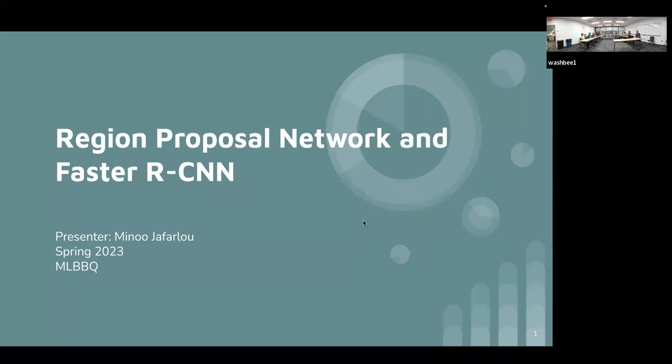YOLO originated from this paper, and we're going to go through the details of this paper in this lecture. Before this paper, they realized that we can separate object detection into two parts. The first part is image classification, and the second part is to detect the objects that are in the image. The most important and difficult part of object detection is to create the hypothesis of what parts of the image could be the objects.